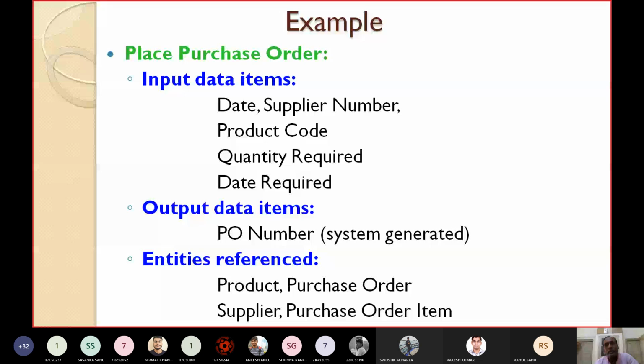This is an example of placing purchase orders. And in case you place some purchase order, what do you require? What will be the input data items? The date, supplier number, the product code, the quantity, how much you require, the date on which you require. This is the date on which you are placing, and this is the date on which you require the items. Output is, if you give those things, it will automatically generate a purchase order, and what is the purchase order number? What entities are referenced? Like product is an entity, purchase order is an entity, supplier entity, purchase order item.